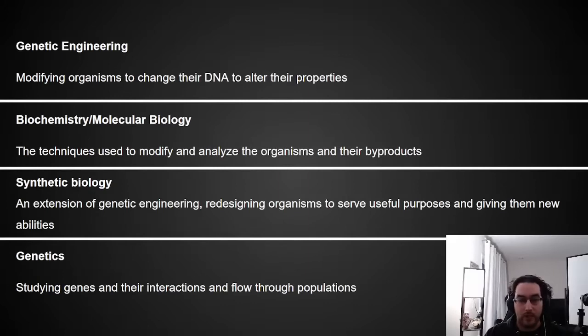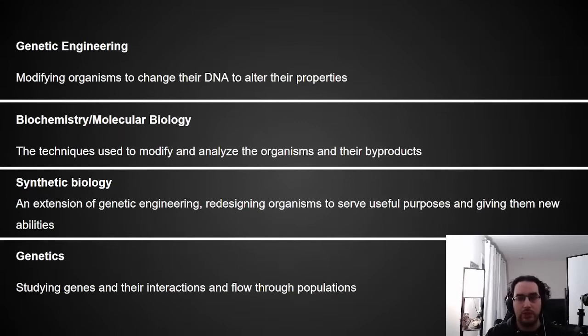Whereas genetics is more just the study of genes and how they interact and how they flow through populations, which frankly I find the most boring. But that's just me. I'm very execution focused. Like I want to see a thing do a thing. I don't really care how it spreads through a population, unless that's the thing I'm trying to do. So this is actually where I got tripped up when I went to university, because I took a program that was genetics. So it was a lot of population genetics.